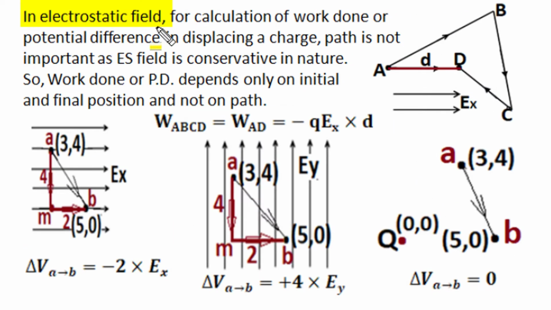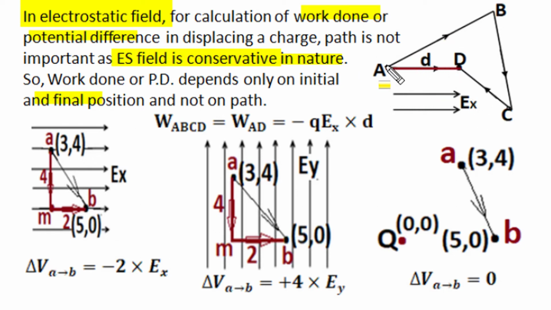This concept that in an electrostatic field, the work done in moving a charge, or the potential difference between two positions in an electric field, doesn't depend upon the path followed for the movement, because the electrostatic field is conservative in nature. So work done or potential difference can be calculated on the basis of the initial and final position of that movement, and these examples will use that concept.